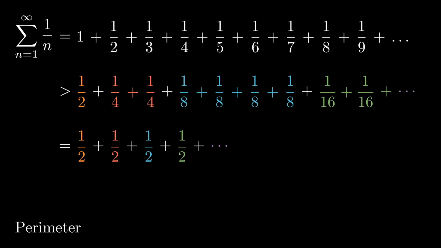Now, since the harmonic sum is actually greater than this sum, it too must also diverge and approach infinity. This is a proof that actually came out in the 13th century.